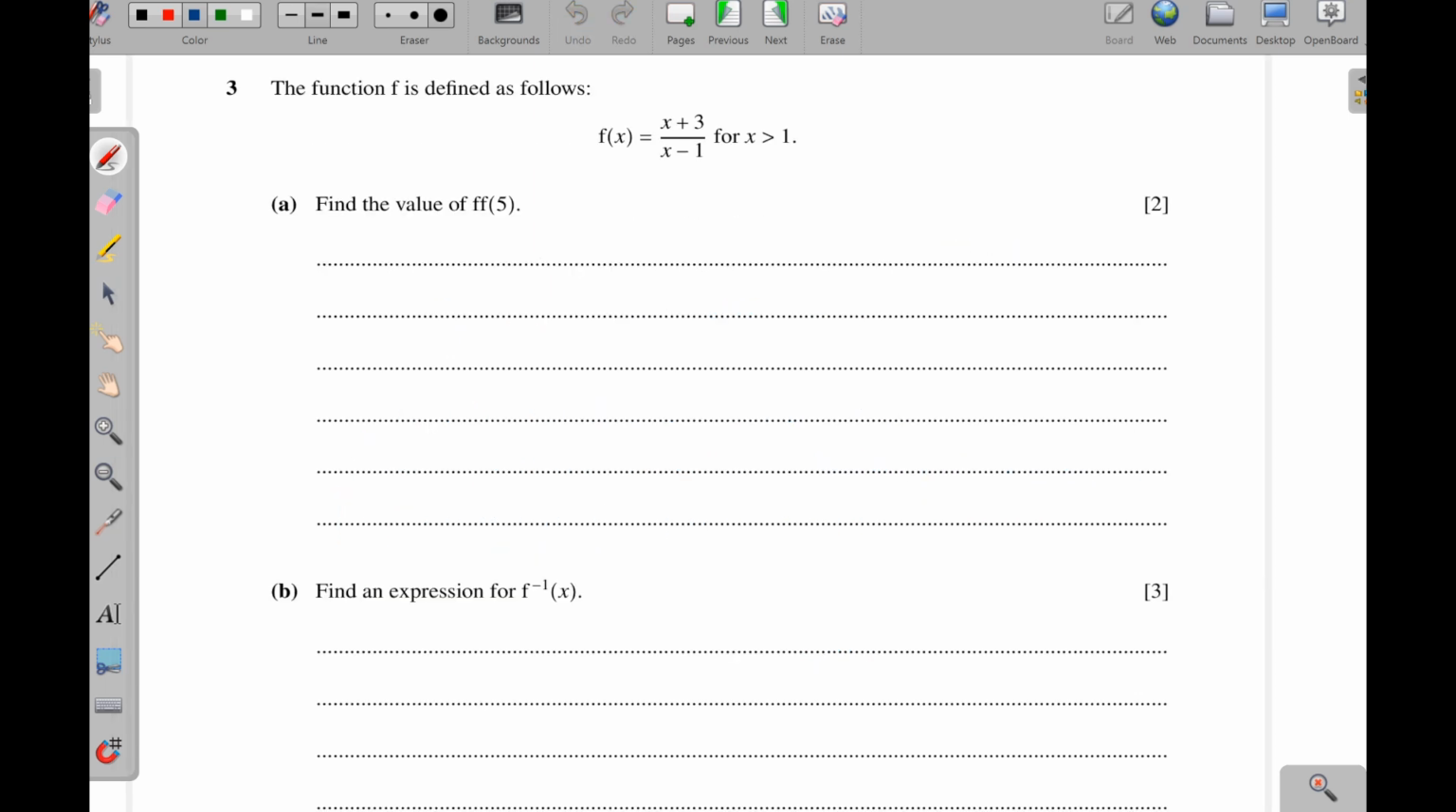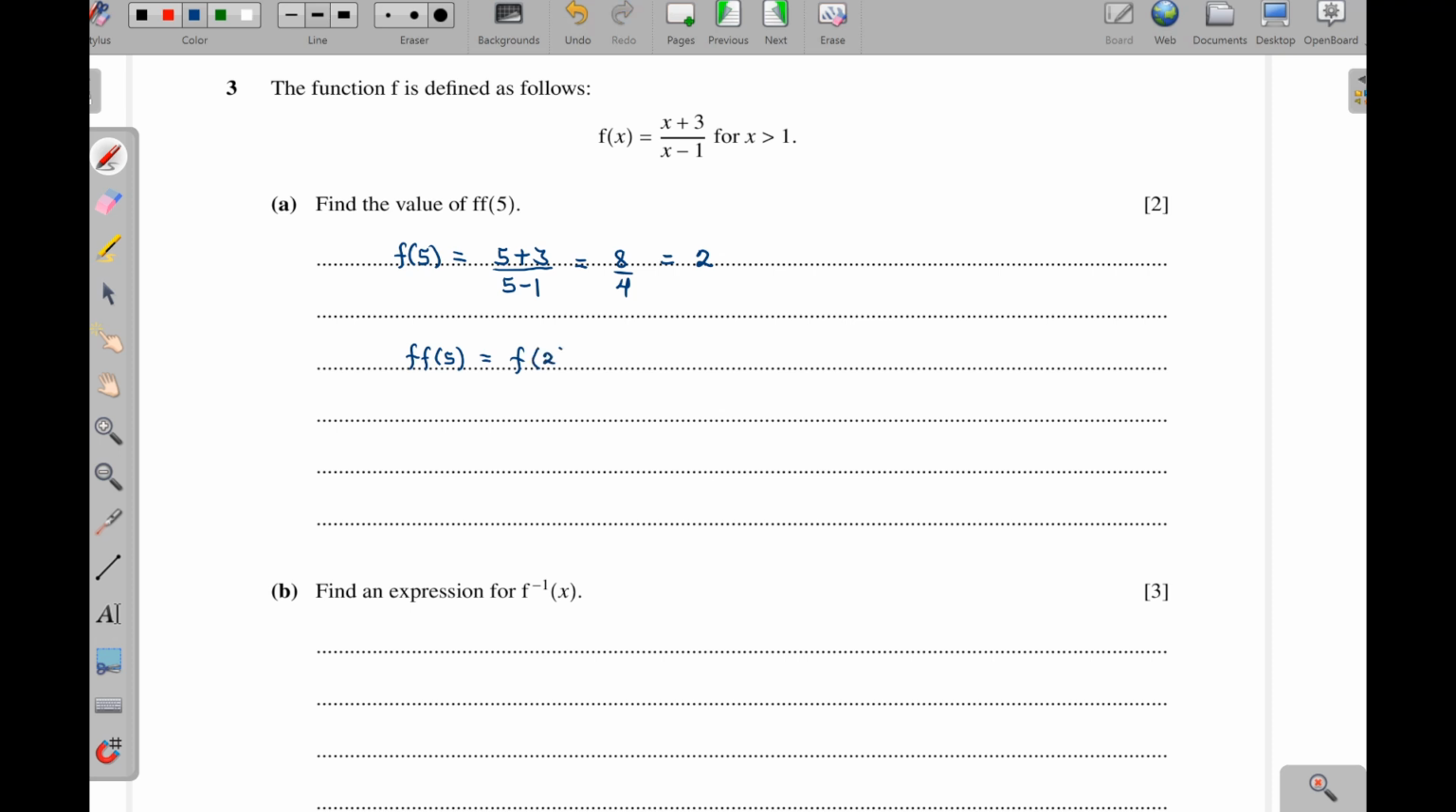Question 3 is coming from functions. The function f is defined as follows. This is the one here. Find the value of f of 5. So what we need to do is to first get f of 5. So substitute here, you have 5 plus 3, that is 8. Then 5 minus 1, that is 4. So 8 out of 4, this one gives us a 2. Then f of f of 5 is the same as saying f acting on this result, okay? So the result of f of 5 is a 2.